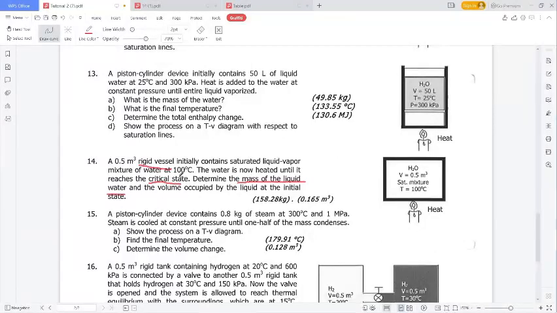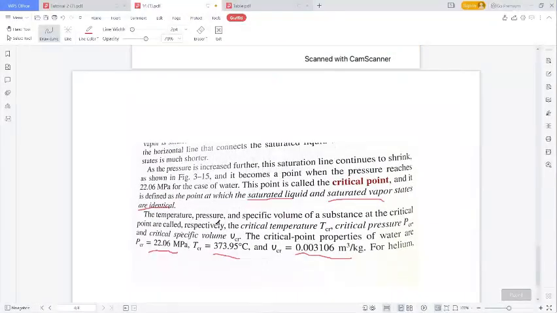value for pressure, a constant value for temperature, and a constant value for specific volume. So the critical point is defined as the point at which the saturated liquid and saturated vapor states are identical.